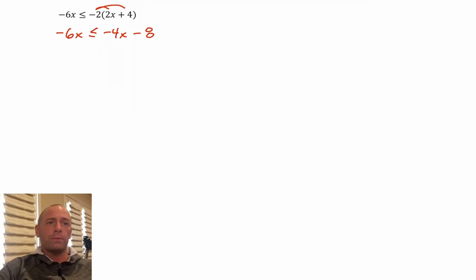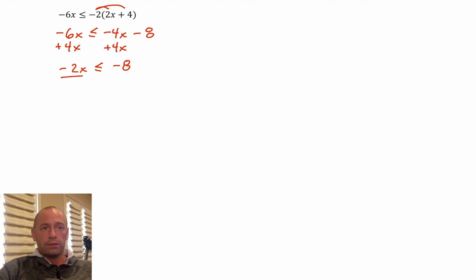Where I've got variables on both sides, to get rid of that negative 4x, I add 4x to both sides. So now I have negative 2x is less than or equal to negative 8. And here's the one exception when it comes to solving inequalities. Whenever you multiply or divide by a negative number, we have to change the direction of the inequality sign. So it's not going to be less than or equal anymore. It's going to be x is greater than or equal to 4.